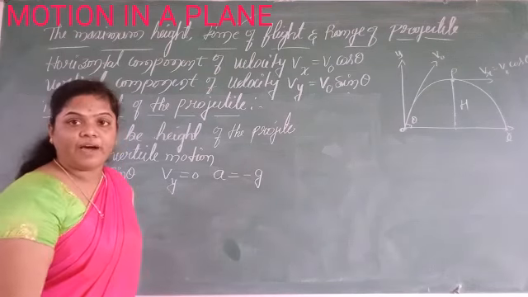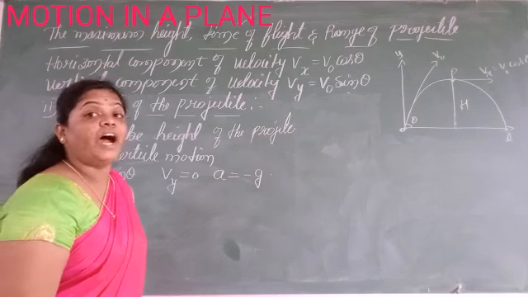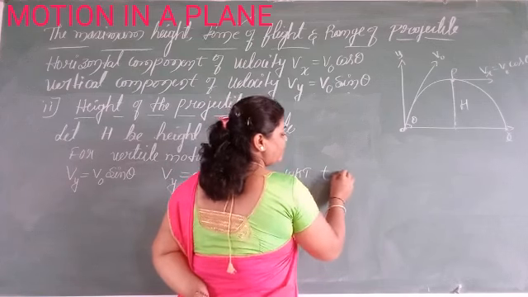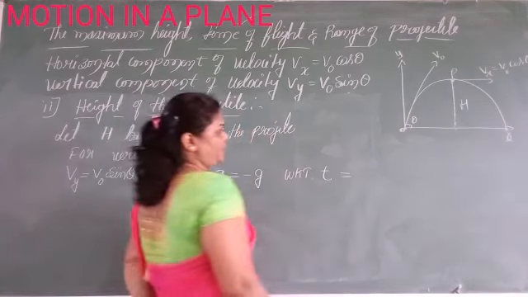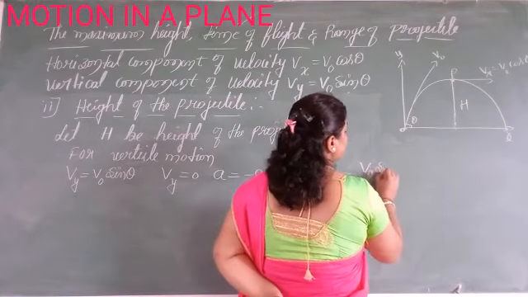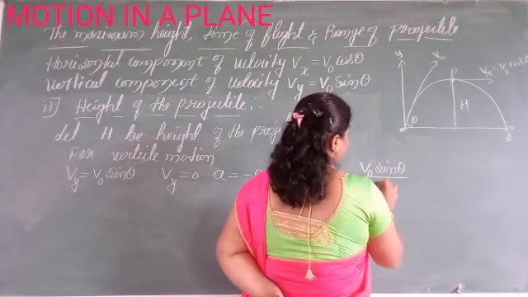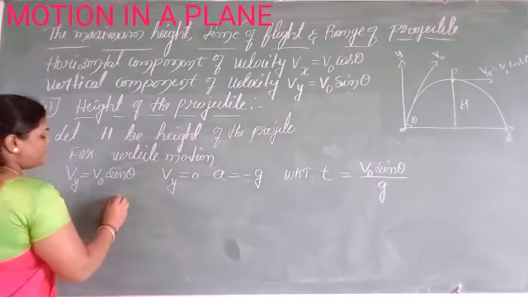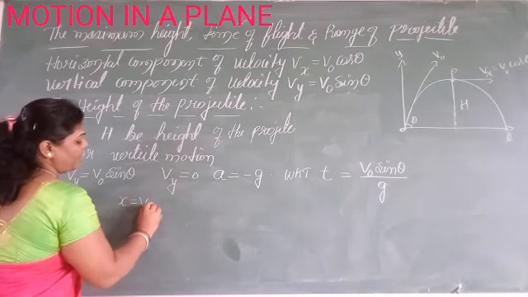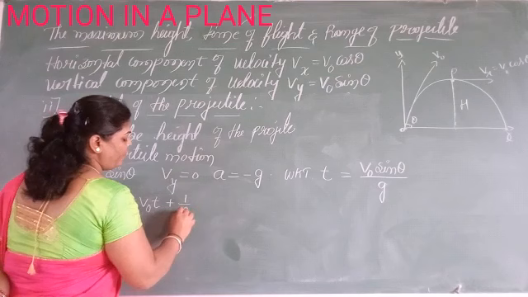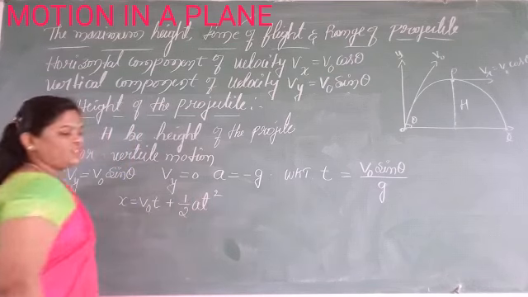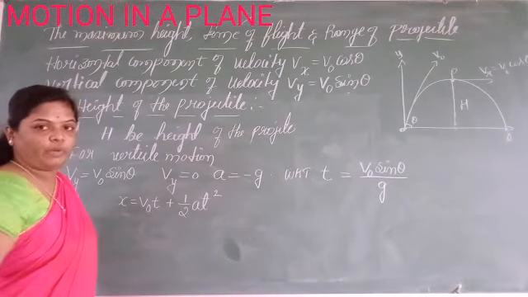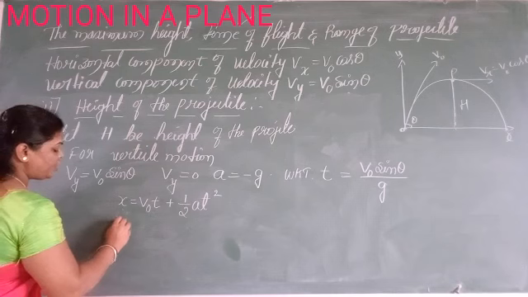The time taken to reach the maximum height, that is the time of ascent. So we know that. Now we derive that the time of ascent t is equal to v naught sin theta divided by g. So we know the equation of motion, that is x is equal to v naught t plus half a t square. So x is the maximum height reached by the projectile. So we can write h in its place.